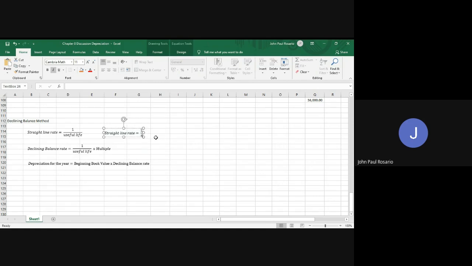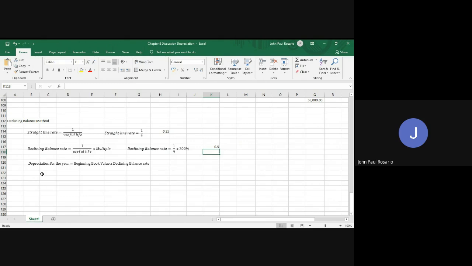So our straight line rate is 1/4, that's 0.25. Our declining balance rate is equal to 1/4, and the first one was 200%, right? The multiple is 200%. Okay, so it would be equal to 1/4 times 200%. So that's 0.5, or simply 0.25 times 2. That's 0.5. Okay, so depreciation for the year.